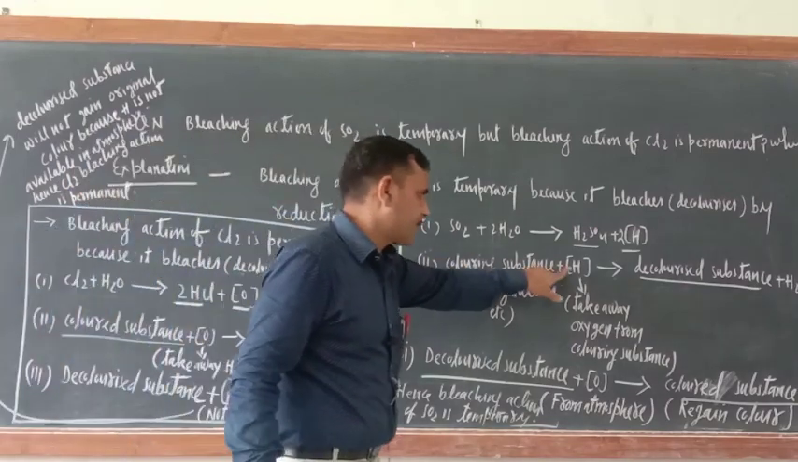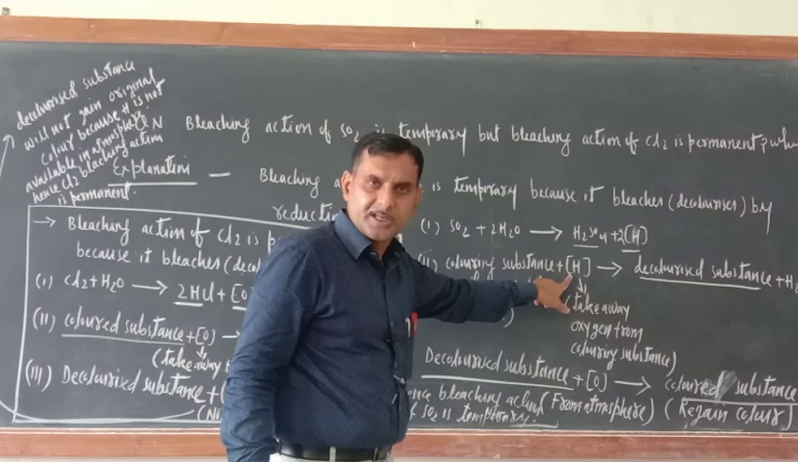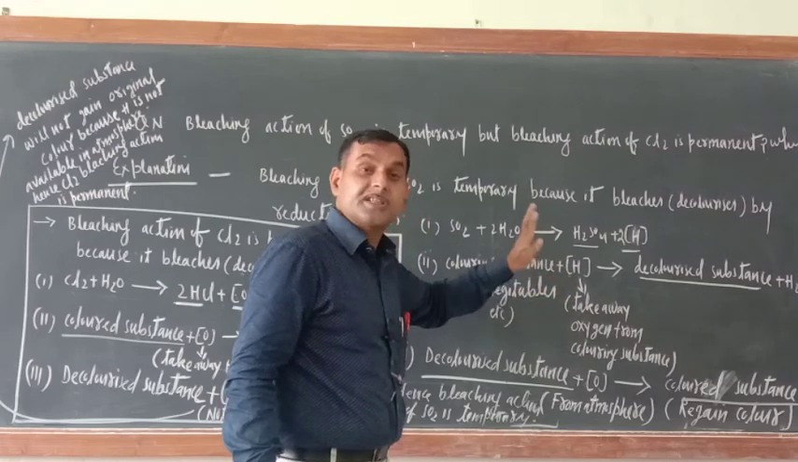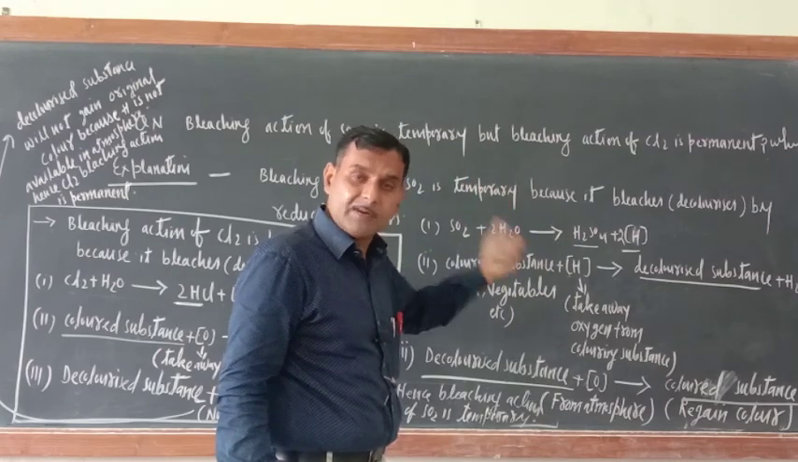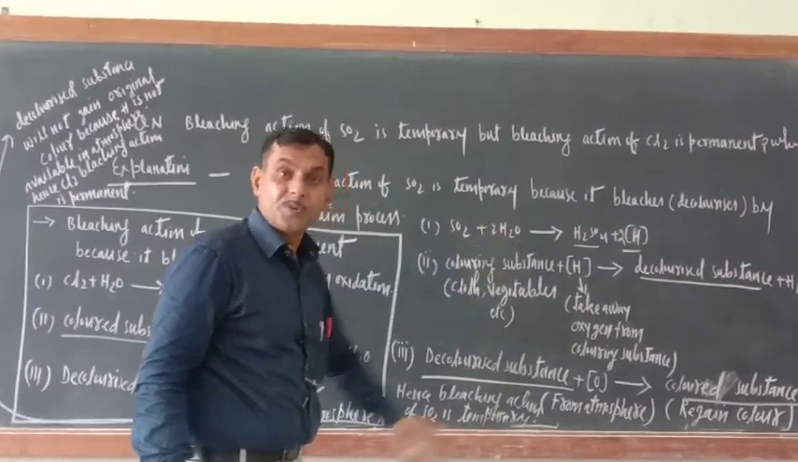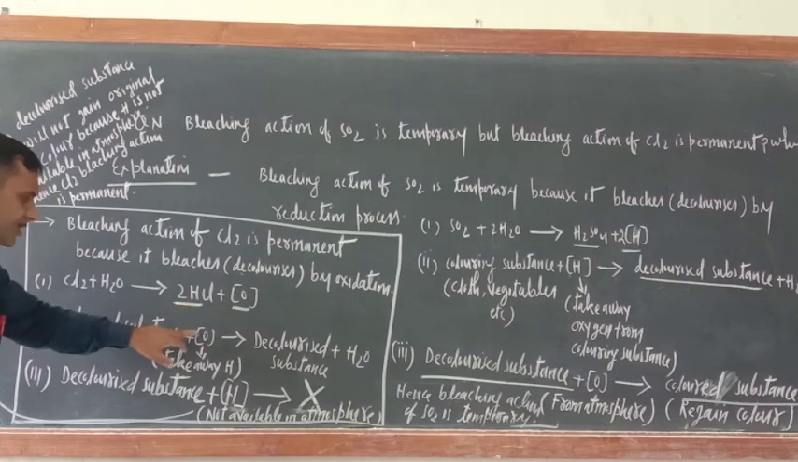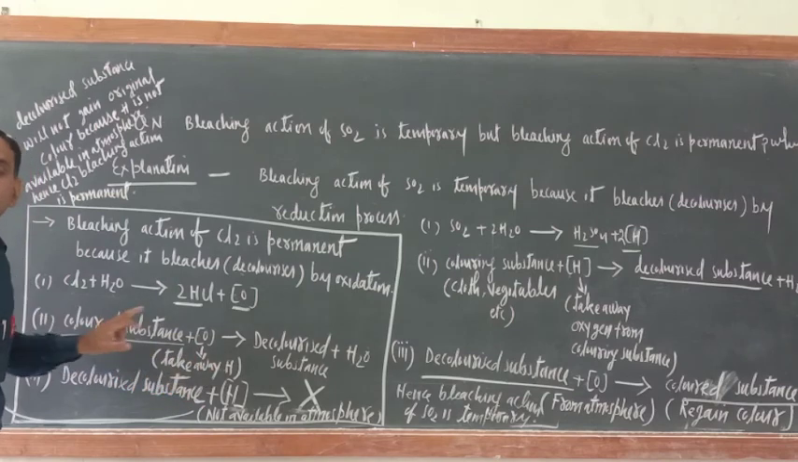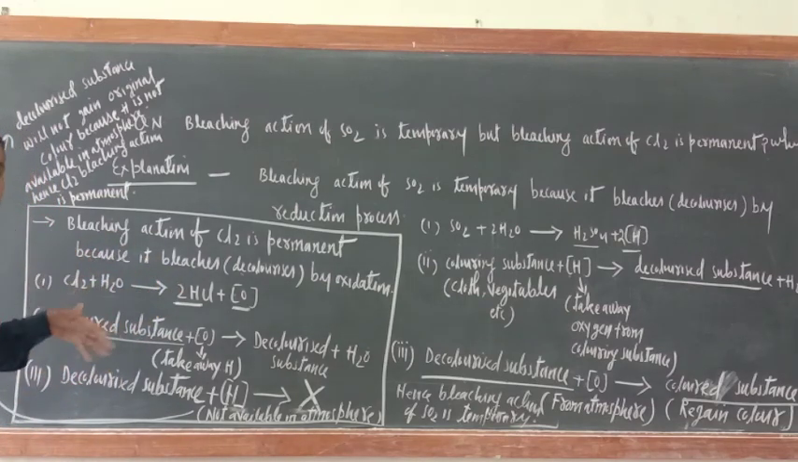Just remember this one. Those who are doing the bleaching process by reduction, they will take away oxygen from the coloring substance. Okay, since oxygen is available in the atmosphere, they will regain. Those who are decolorizing the substance by the oxidation process will take away hydrogen from the coloring substance. Since hydrogen is not present in the atmosphere, they cannot regain their original color and will be permanently decolorized.